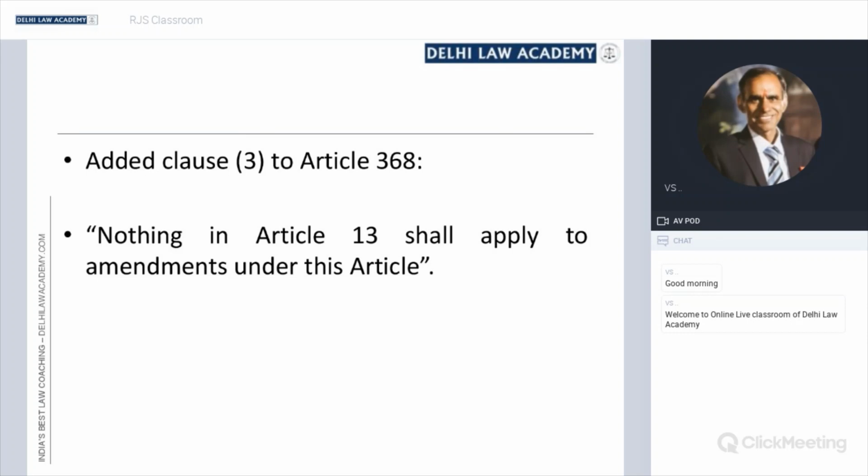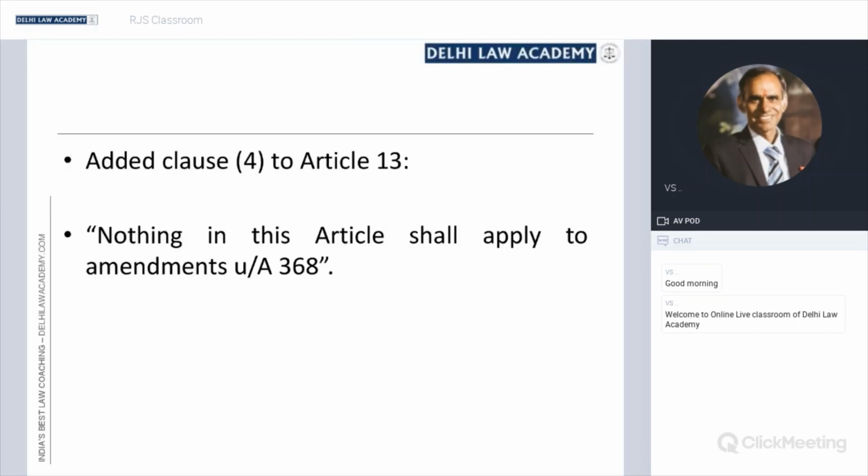So, it's a very far-reaching amendment. We said that whatever is written in Article 13 regarding protection given to fundamental rights, that protection which has been given by Article 13 will not be available to amendments made under Article 368. In a very clear and unambiguous language, this is what the Parliament provided in Article 368 itself.